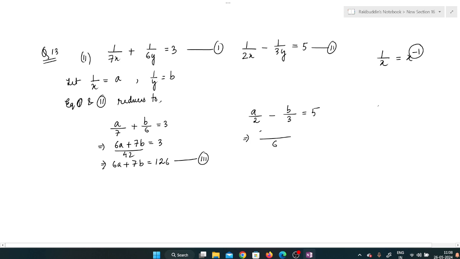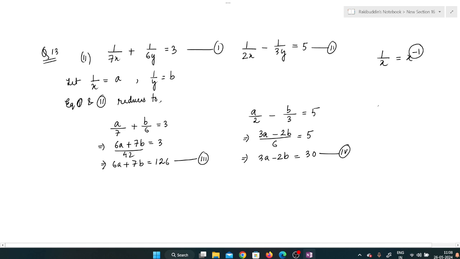So what happens here? 3a minus 2b is equal to 5 times 6, which is 30. Now you can see both the equations are linear equations because their degree is 1, and you can solve them now. Okay, so this is equation 4.